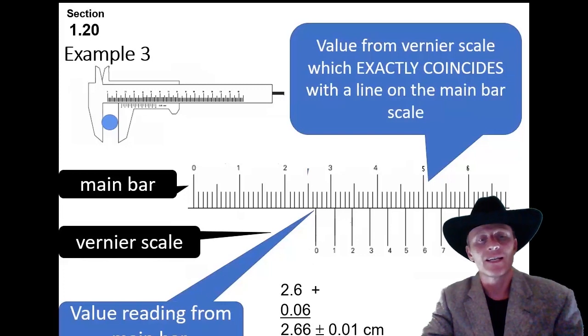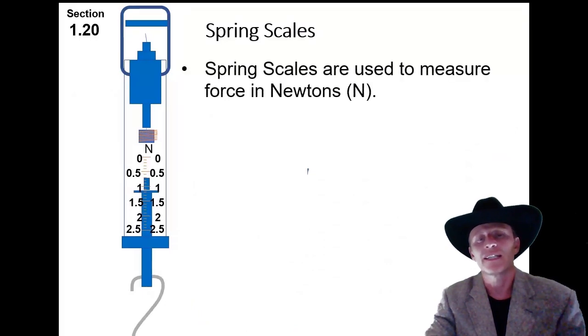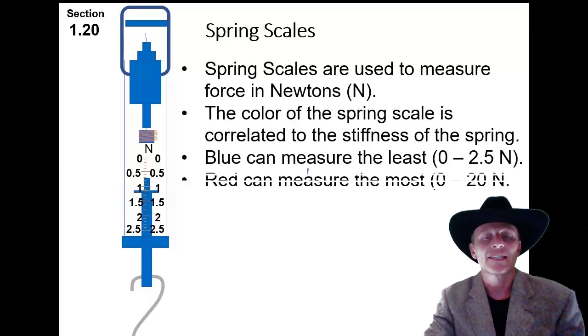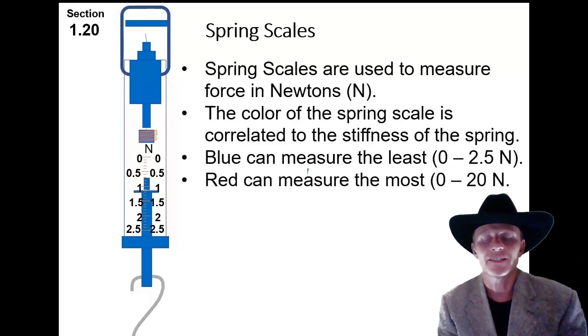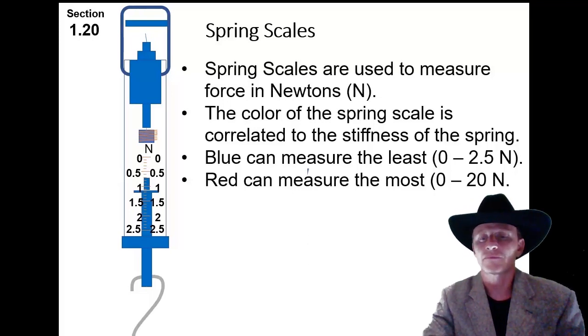So hopefully you get a chance to take some measurements with vernier calipers. Also, we can look at spring scales. Spring scales are used to measure force in newtons, and the color of the spring scale is correlated to the stiffness of the spring. Blue is the weakest and red is the strongest.